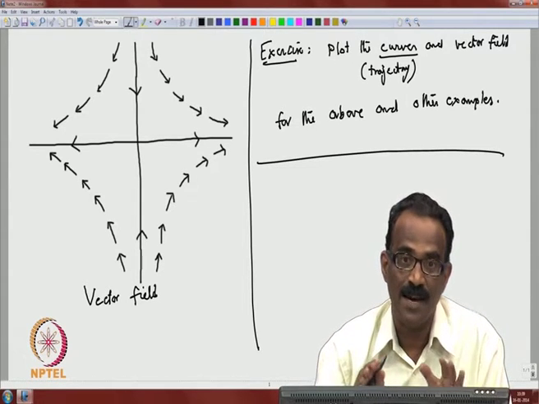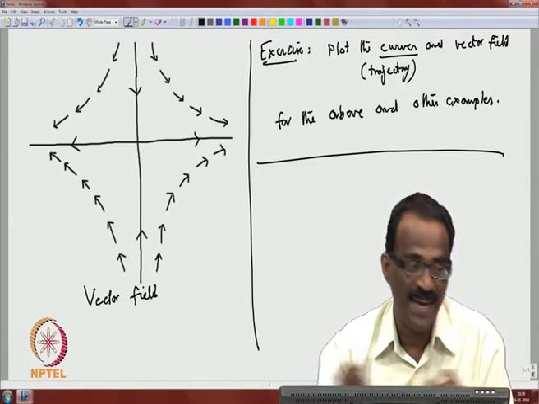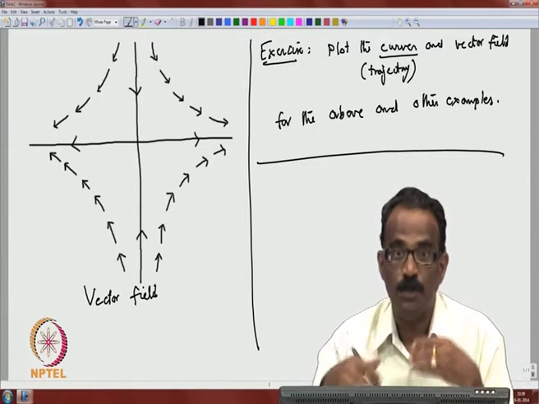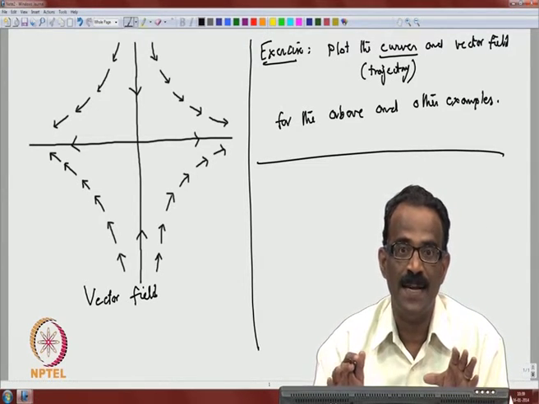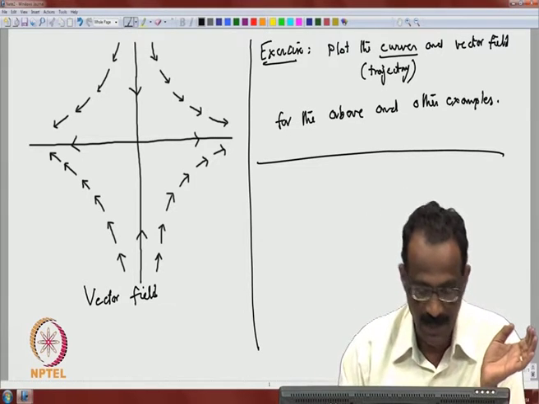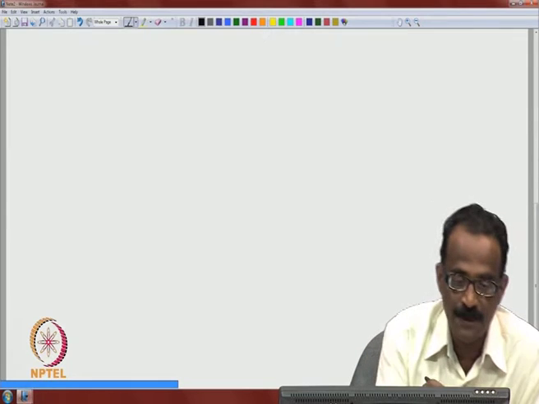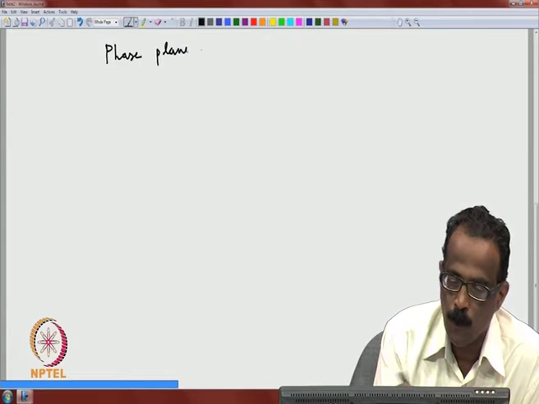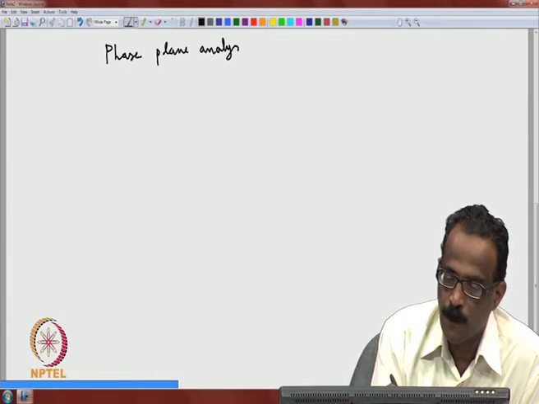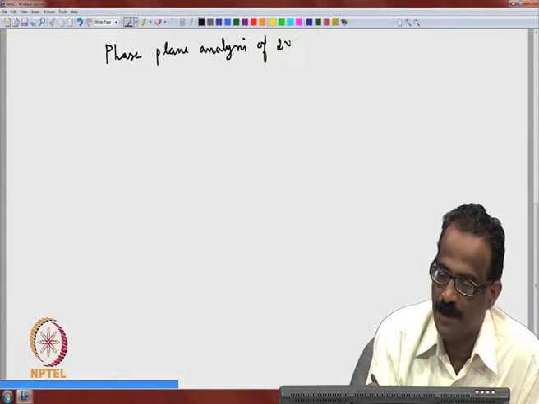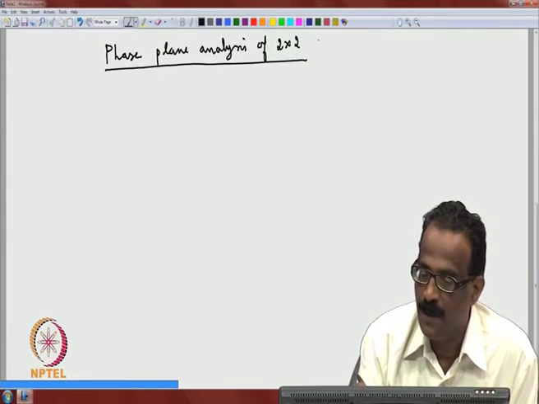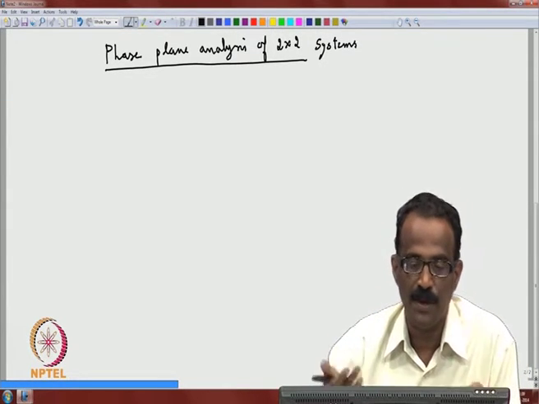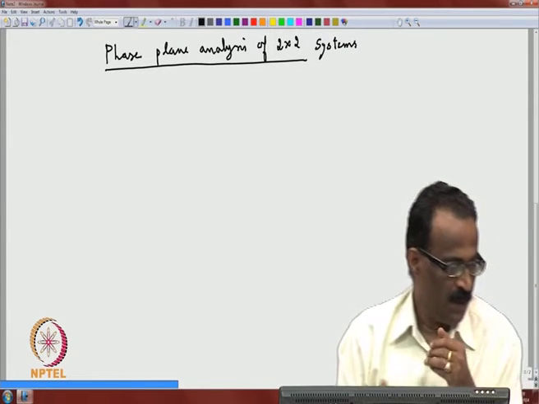What we have seen is only a saddle point example. Now we are going to see the entire analysis for the 2 by 2 systems. Basically we want to do a phase plane analysis of 2-dimensional systems. That is what we are going to do now. Phase plane analysis of 2 by 2 systems. So you have some terminologies of the phase plane, and you are going to see them not only here but also in the other module on nonlinear systems.